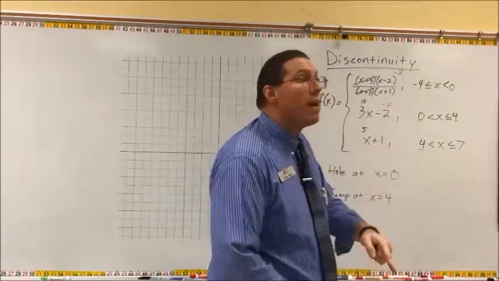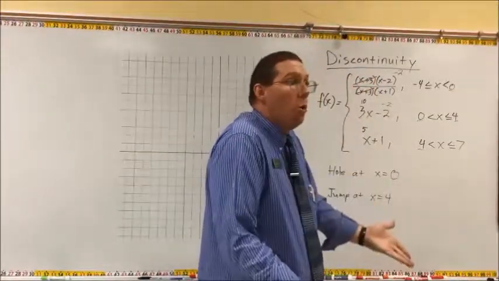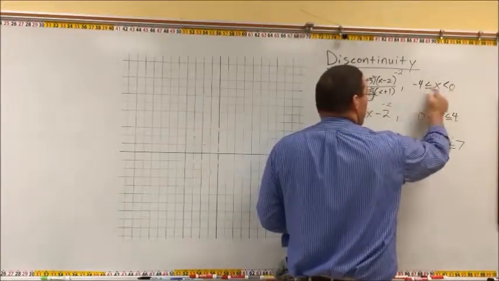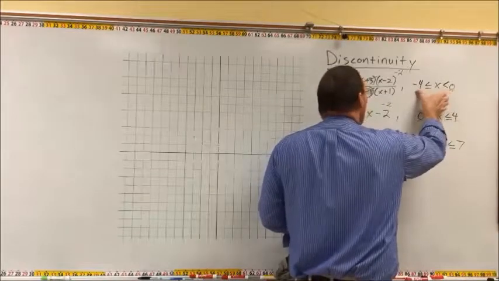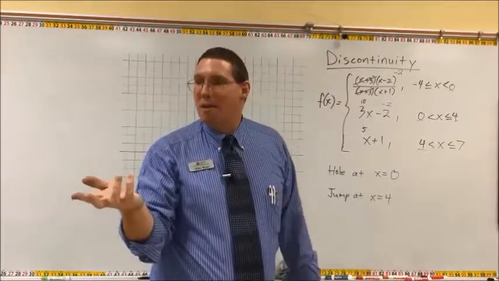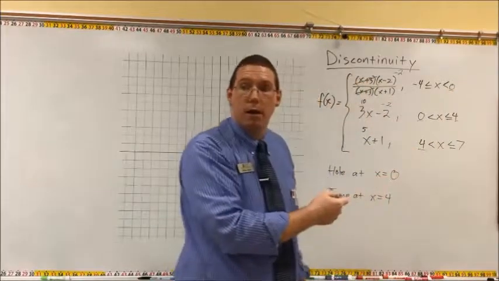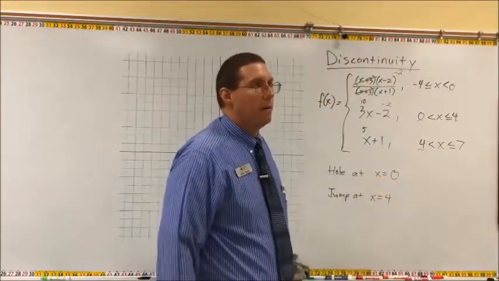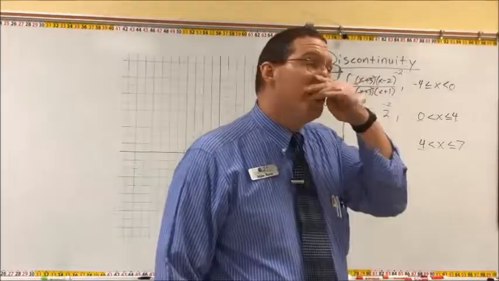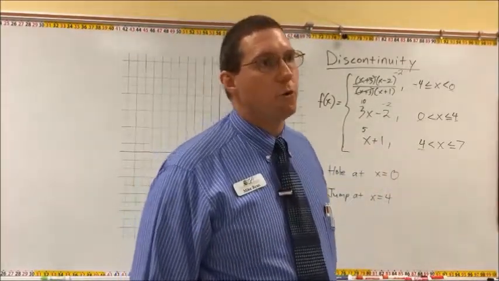If negative 3 would never be plugged into this piece, then there's no hole. Is negative 3 on this interval? Yeah, it's in between, right? Therefore, there is a hole at negative 3. If it wasn't included, if this said from negative 2 up to 0, then there wouldn't be a hole at negative 3. You could draw it, but a lot of times you don't work with these graphically, you work with them analytically.